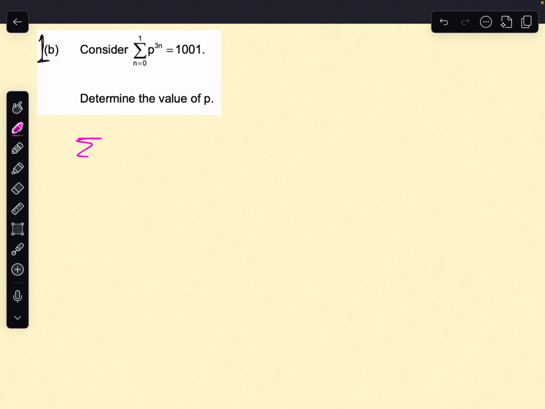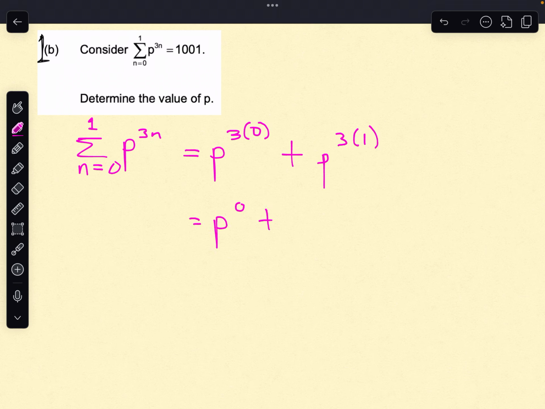Summing from n equals 0 up to n equals 1, that will be p to the power of 3 times 0 plus p to the power of 3 times 1, which is then p to the power of 0 plus p to the power of 3, which is then 1 plus p to the 3. Right, so now we've just found a different way of writing this. It's the same as this, and we've been told that this is equivalent to 1001.